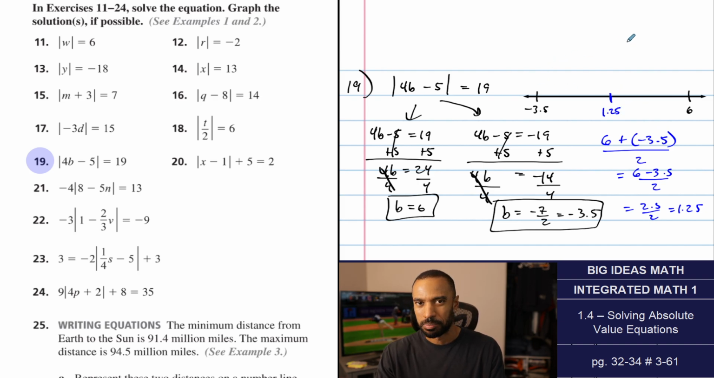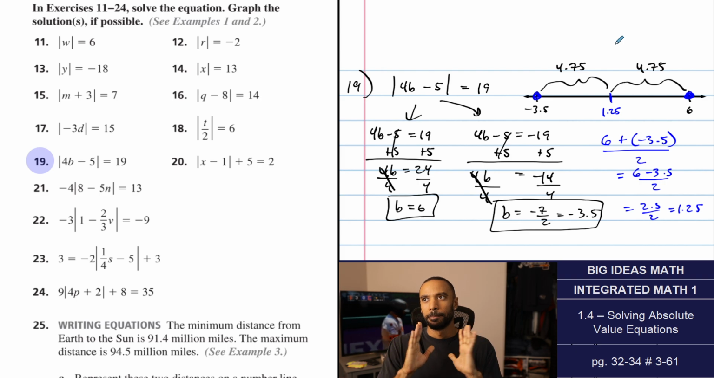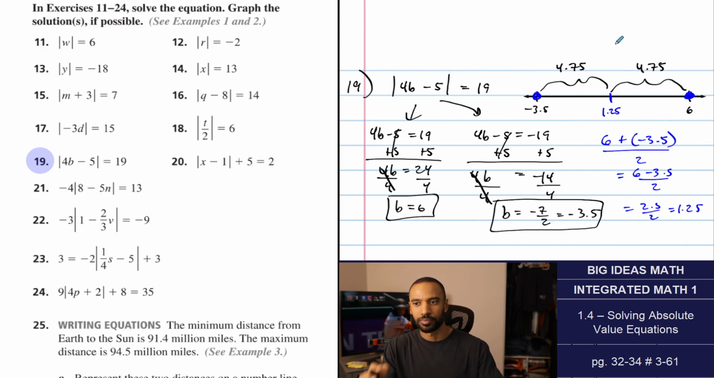But the real question becomes, and I don't know if this is going to be obvious, how far away was that from these two? Half the distance. How far away is, by the way, these are the answers for b. How far away is 1.25 from either of these? If you do 6 minus 1.25, you get 4.75. And this one's also 4.75 that way. So that's how far away they are from each other. How can you get 4.75 given the numbers that you have on screen right now? If you do 19 divided by 4, you will get that number 4.75. So that's how far away they are from 1.25.